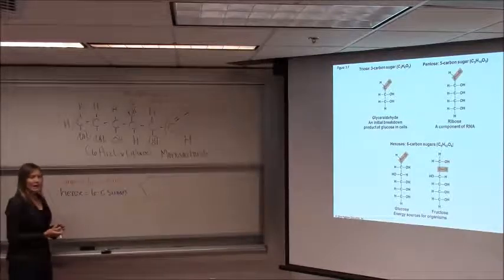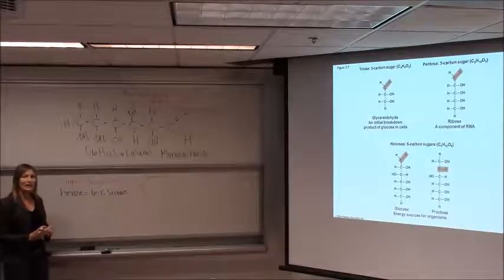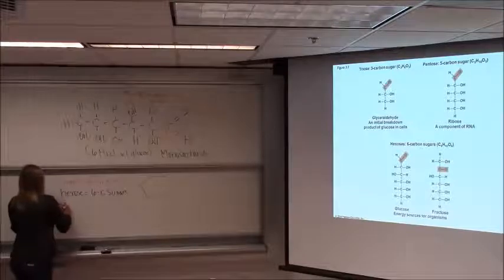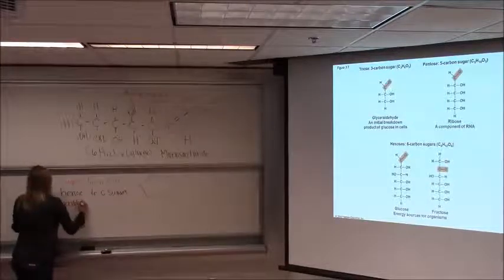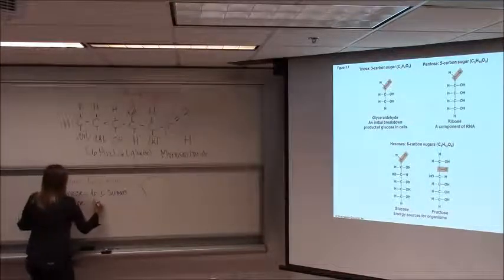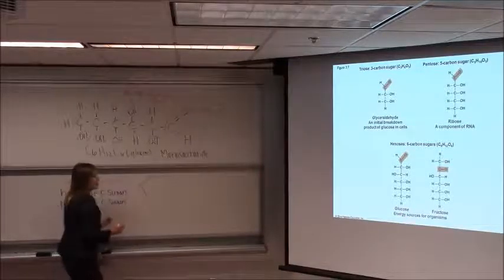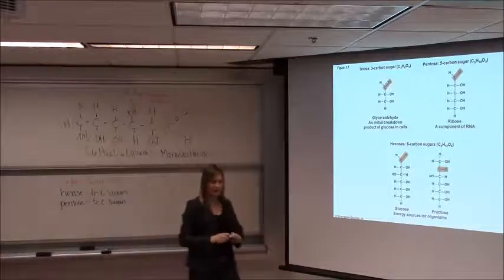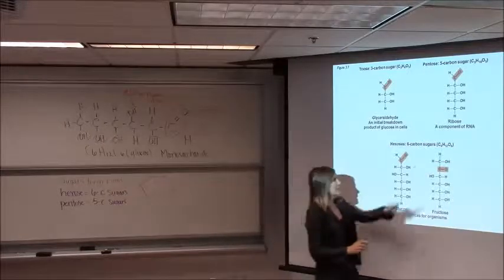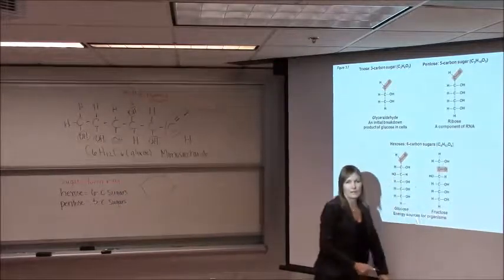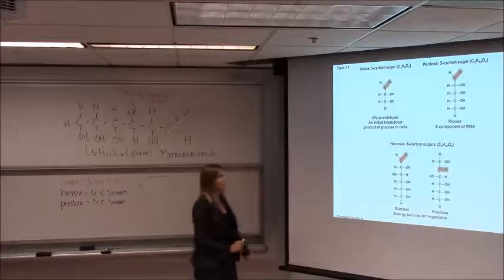We also have a couple of very relevant pentose sugars. Those are 5-carbon sugars. Two really good examples of that are ribose and deoxyribose. Ribose is found in RNA, and deoxyribose is found in DNA.